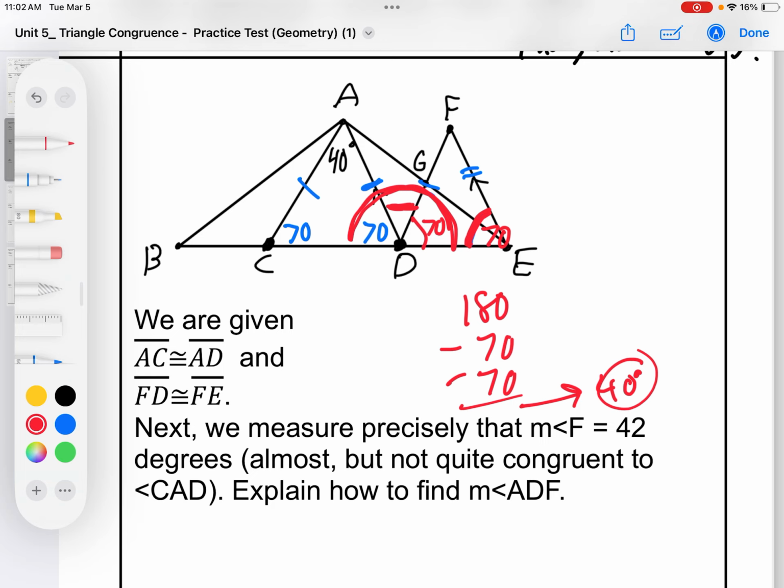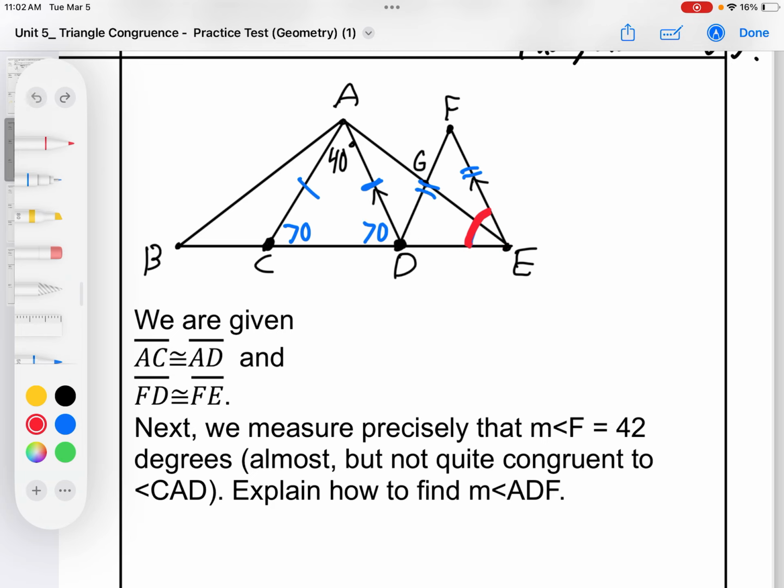The problem is we added this extra part, so we should really erase this, that we measure precisely that this is 42 degrees, because that's not really consistent. But let's say that we do measure that it's 42. Then both of these angles don't need to be 70. They actually need to be 180 minus 42, 138. Divide that by 2. That's 69. So these are each 69 degrees. And if that's the case, then this must be 41 degrees.